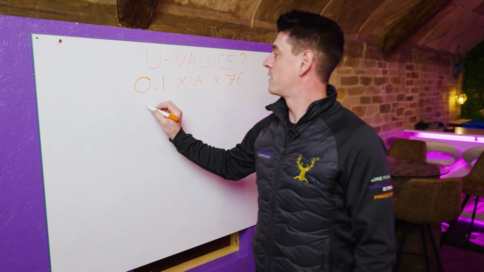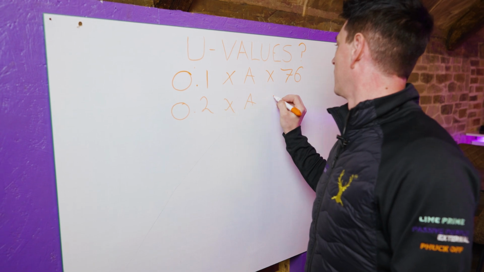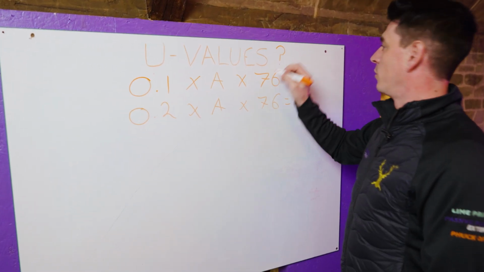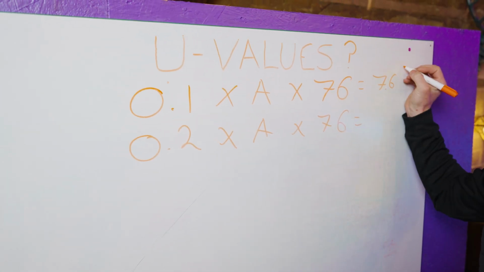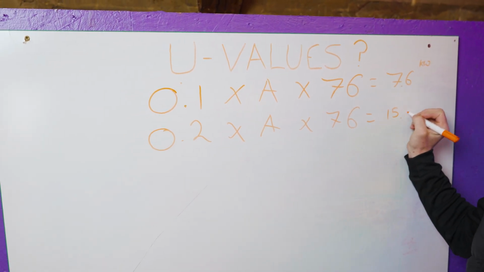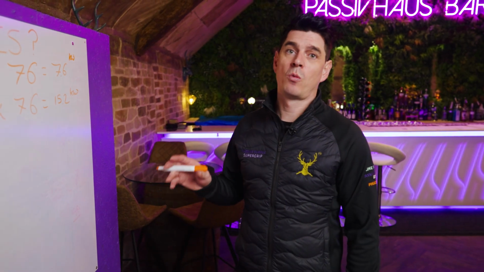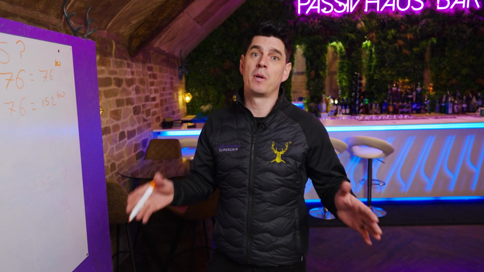So if we take these measurements times our area times 76, well, we're working off this a square meter, we're at 7.6 kilowatts. On this one, we're at 15.2 kilowatts. Okay, so now we know what the kilowatt cost is going to be per square meter of my building.